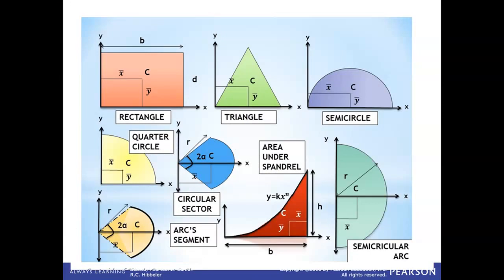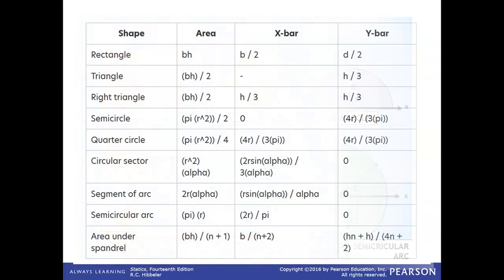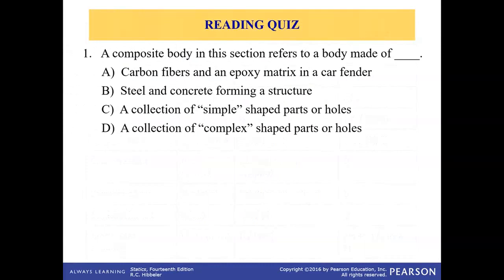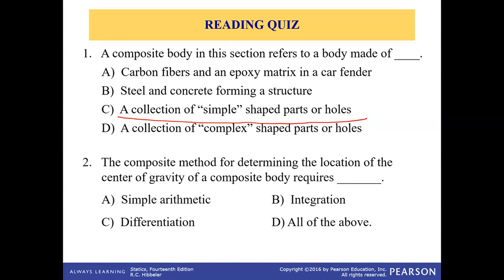These are the standard shapes, and their centroid locations are defined in terms of x bar and y bar. These are different shapes with their area as well as x bar and y bar location. And now the composite body in this section refers to a body made up of a collection of simple shape parts or holes. The composite method for determining the location of the center of gravity of a composite body requires very simple arithmetic. So we don't need to do any integration here, it's simple math.